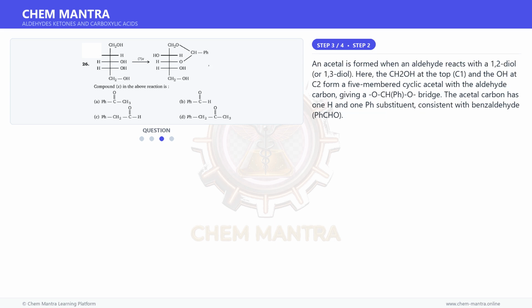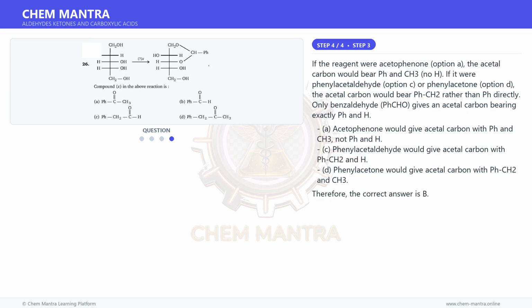Moving on to the next step. An acetal is formed when an aldehyde reacts with a 1,2-diol or 1,3-diol. Here, the CH2O at the top, C1, and the O at C2 form a 5-membered cyclic acetal with the aldehyde carbon, giving an O-CH(Ph)-O bridge. The acetal carbon has one H and one Ph substituent, consistent with benzaldehyde, PhCHO.